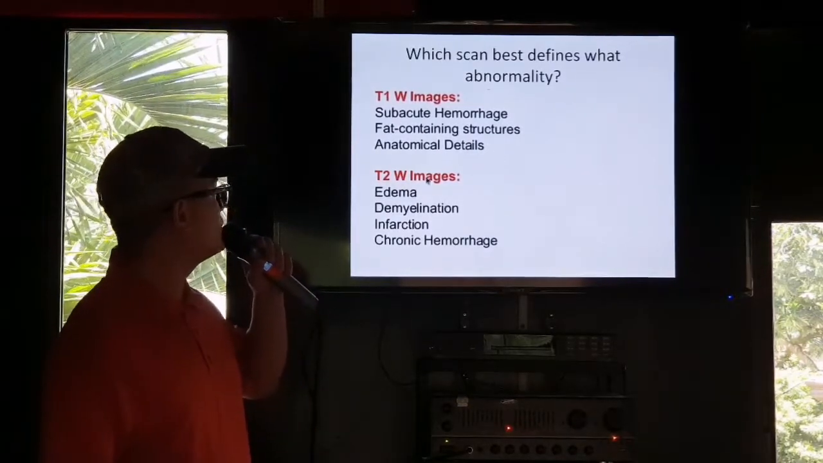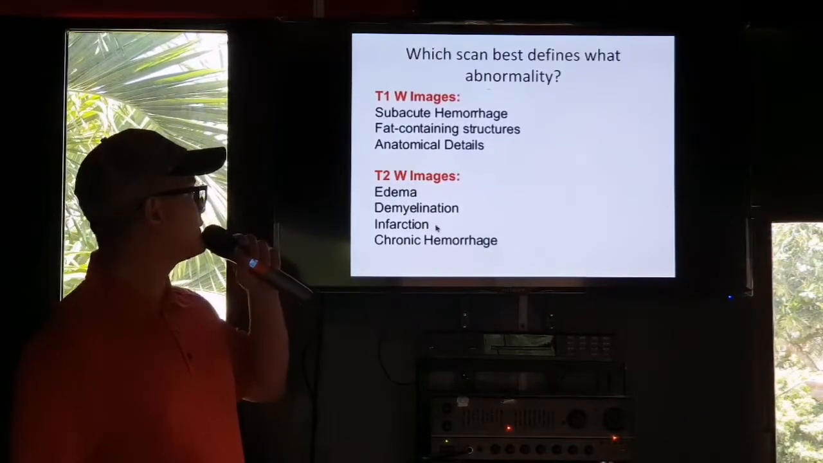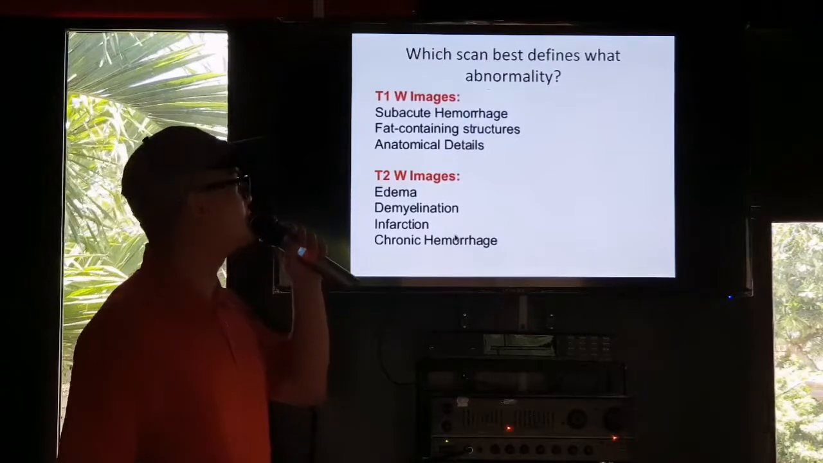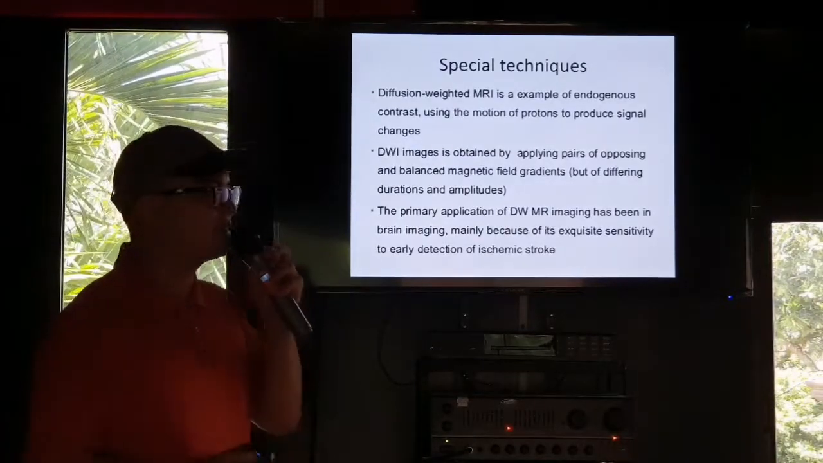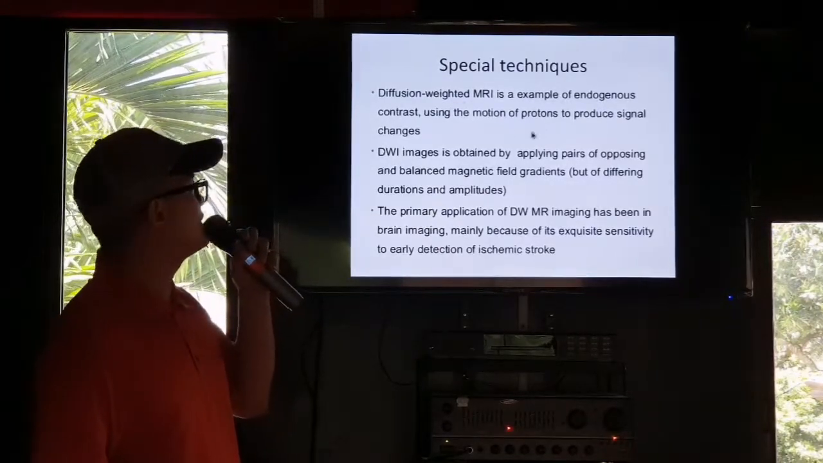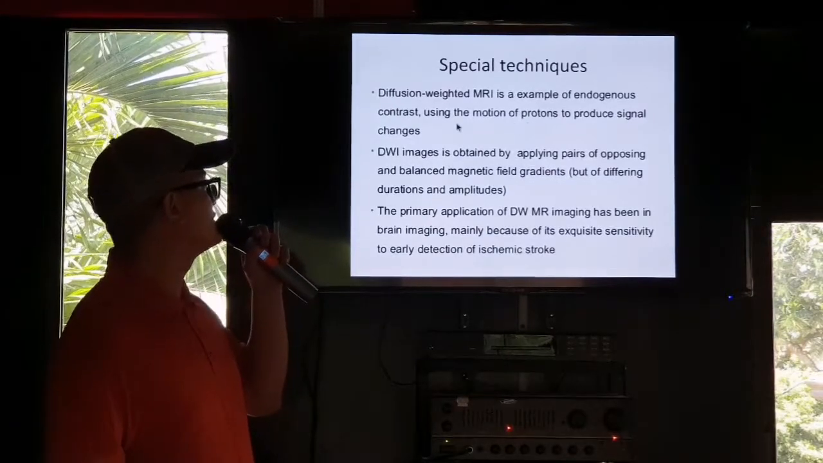And of course on T2 images, these are the abnormalities that you can see. So infarcts, chronic hemorrhage, they're more prominent on T2 weighted images. There are also special techniques in MRI, such as diffusion weighted MRI, which is an example of endogenous contrast using the motion of protons to produce signal changes.